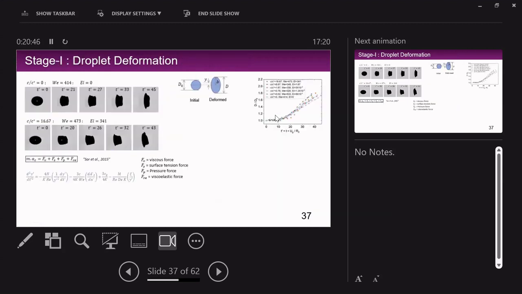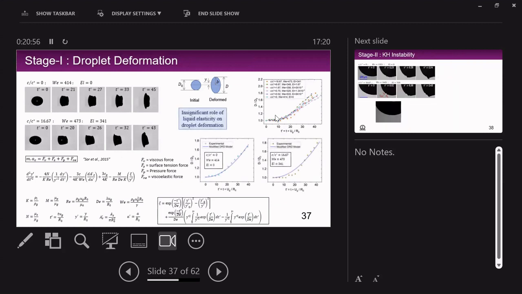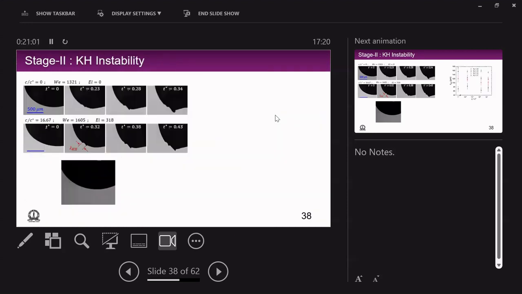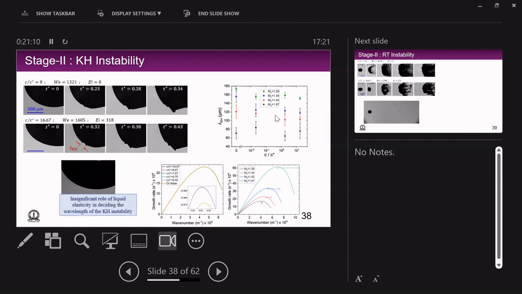So once again, now that we are dealing with a polymeric fluid, we wanted to look at what is the difference. In the deformation stage, we found that there is no role of liquid elasticity at all. The phenomenon is so fast. Then we looked at the cage instability part. You measure the cage wavelengths and do the dispersion analysis, and you infer that whatever the polymer, whatever the elasticity of the polymer, it has absolutely no effect on the wavelength of the cage waves.